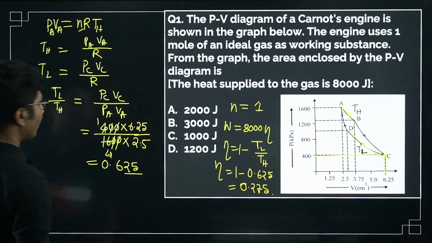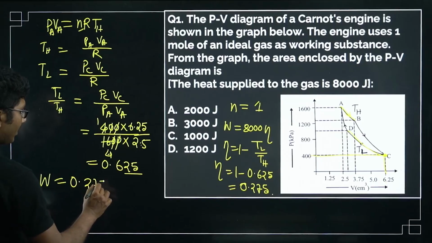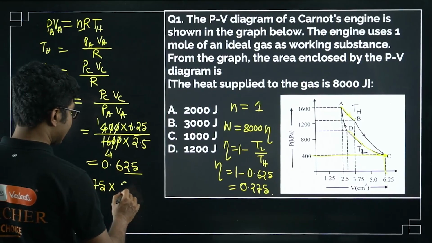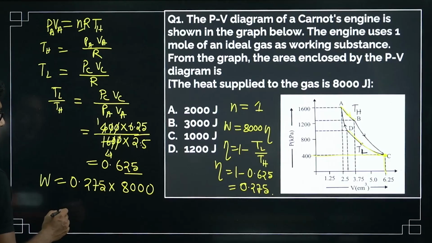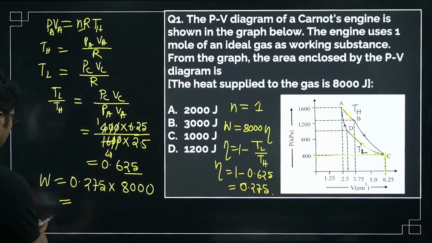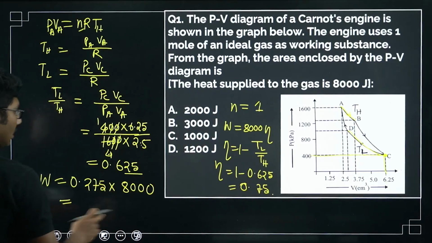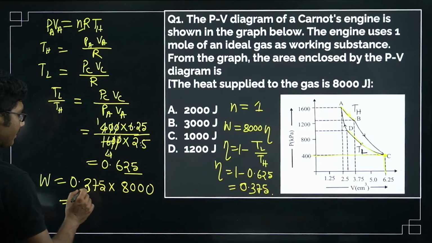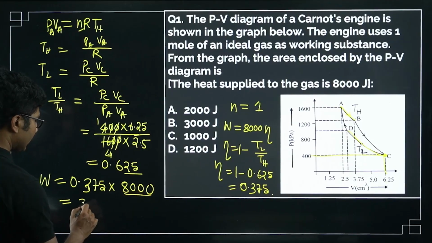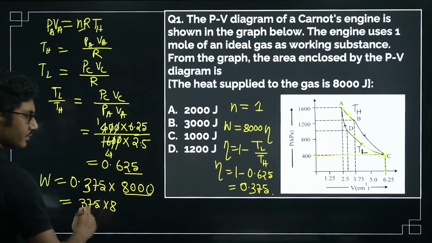Now what is the work done? So work done is basically efficiency 0.375 into the heat input, that is 8000. Okay, there is a small mistake, that is 1 minus 0.625 is 0.375. Now 0.375 into 8000 will be 375 into 8, right? 3 decimals, 3 zeros, they cancel each other.